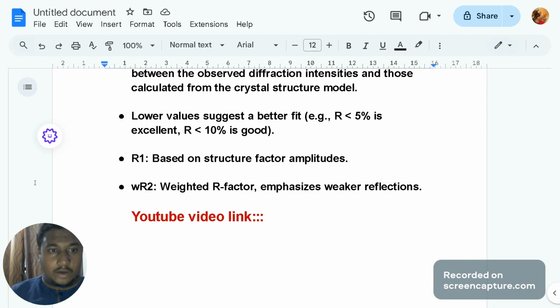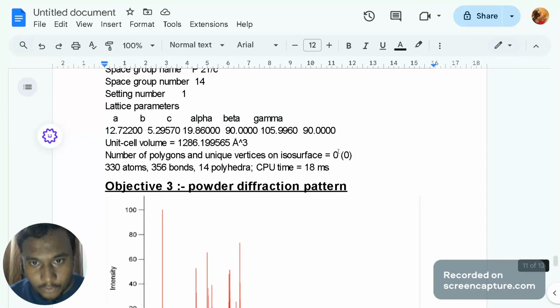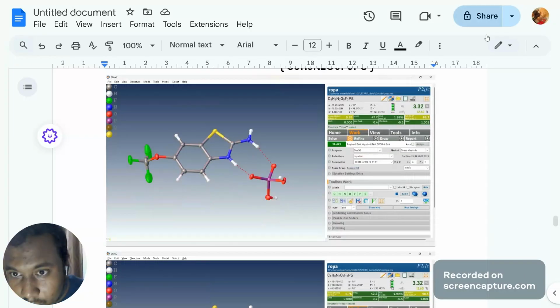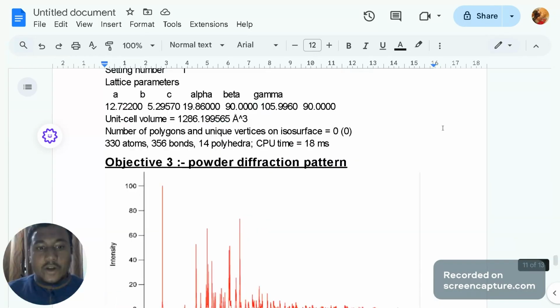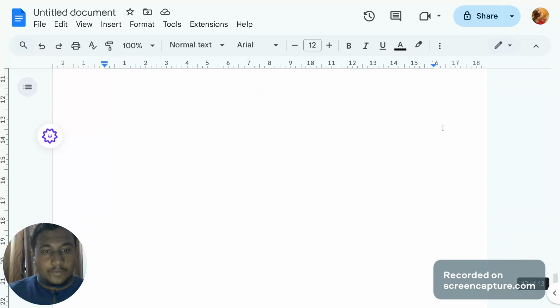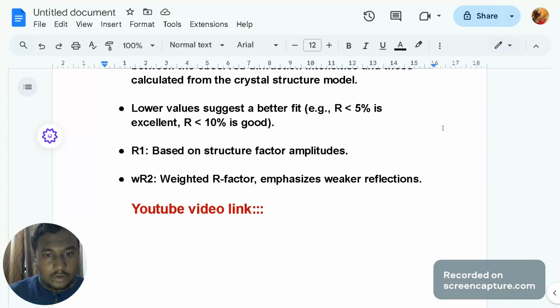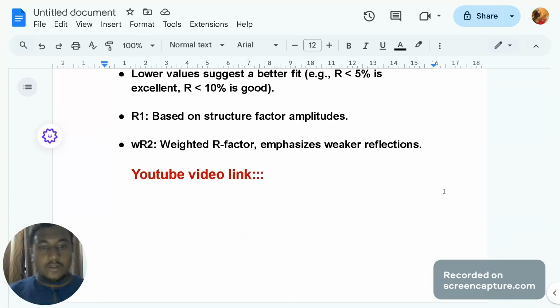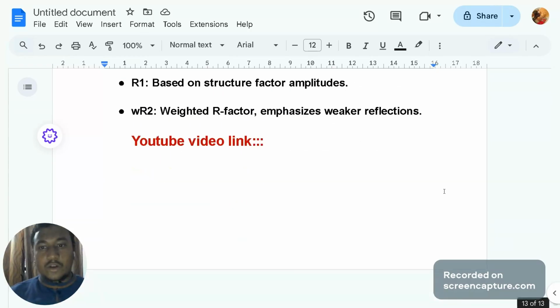And R1 is based on the structure factor amplitudes. And there was also a term, if I show in the diagram here, one is R1 and the second one is wR2. That wR2 is the weighted R factor, which emphasizes weaker reflections. So, sir, now my assignment 2 is complete.